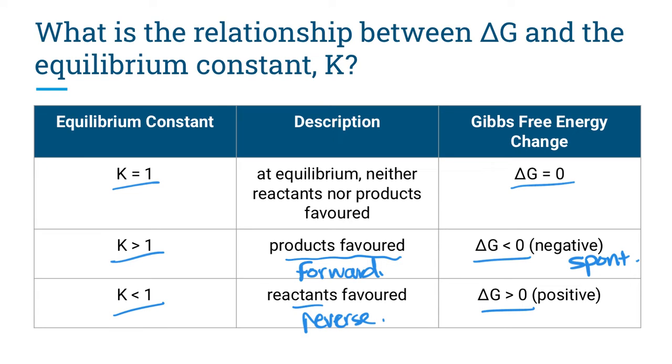Now, one thing to keep in mind and note is that the position of equilibrium is going to correspond to a maximum value of entropy, so a maximum amount of disorder or randomness in the system, as well as a minimum in the value of the Gibbs free energy. So when a system hits equilibrium, you're going to have maximum entropy and minimum Gibbs free energy.